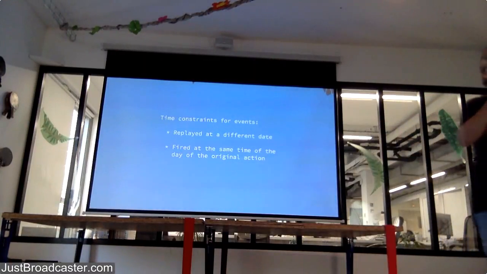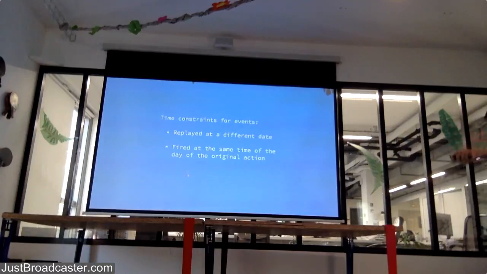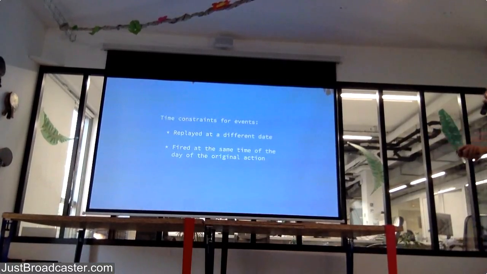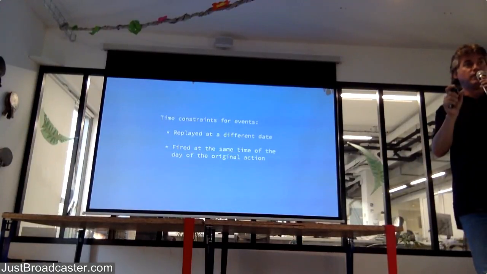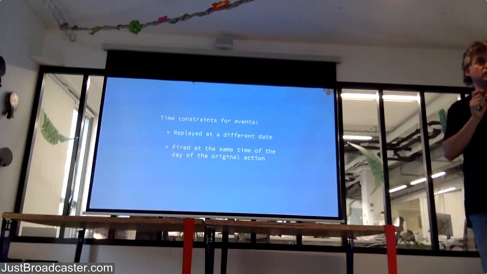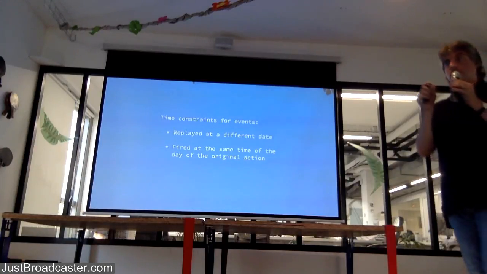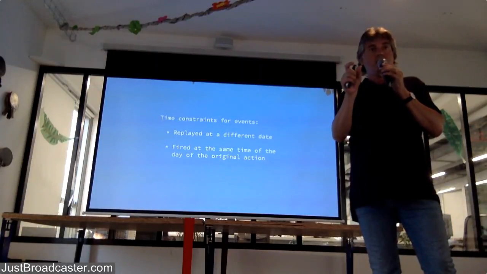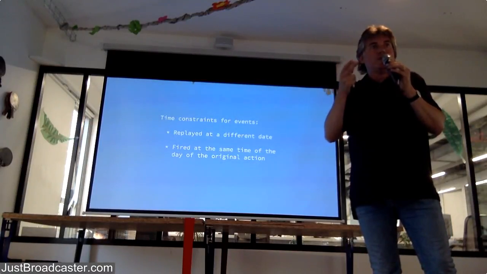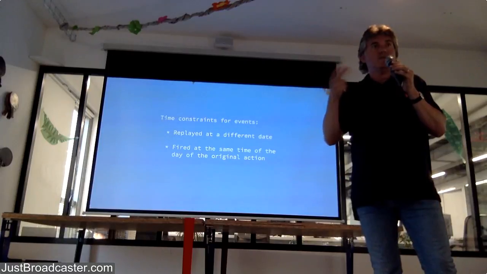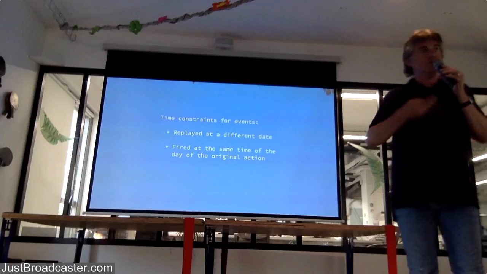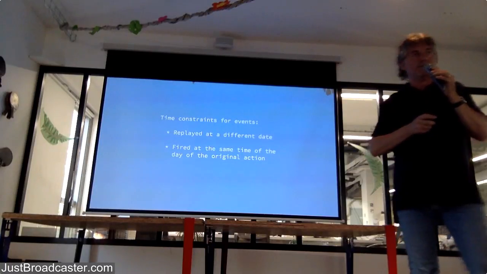The events have a timestamp. They are replayed at a different date that belongs to the input data. But this is very important. They have to be fired at the same time of the day as the original action. Okay. So if the job was created at 2 p.m., we need to create that job at 2 p.m. This is important because maybe some business rules depend on this. We have that time constraint.